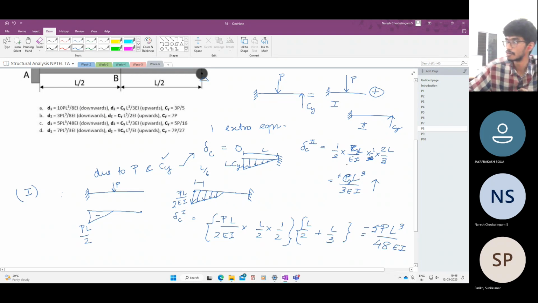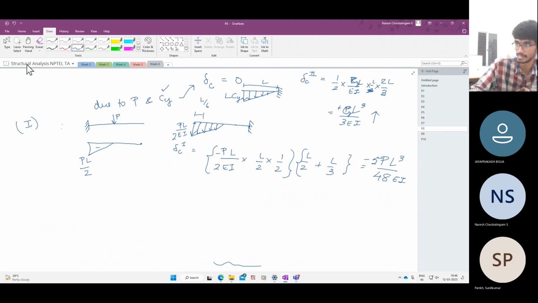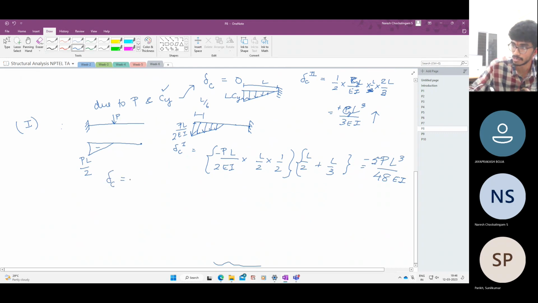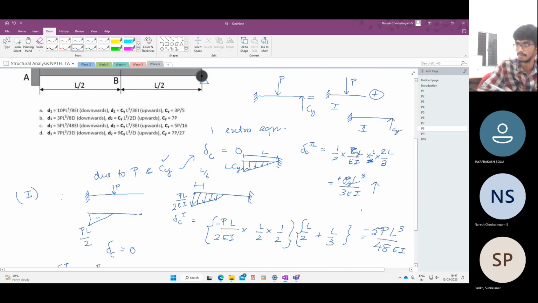So this is positive. Now, what is the compatibility condition for this problem? Compatibility condition is the total displacement at the point C should be equal to 0 because it is supported. But what is the total displacement? Due to principle of superposition, it is delta C1 plus delta C2. What is delta C1? It is minus 5PL cubed by 48 EI. Delta C2, it is CY L cubed by 3 EI. This should be equal to 0, which means CY is equal to 5P by 16.